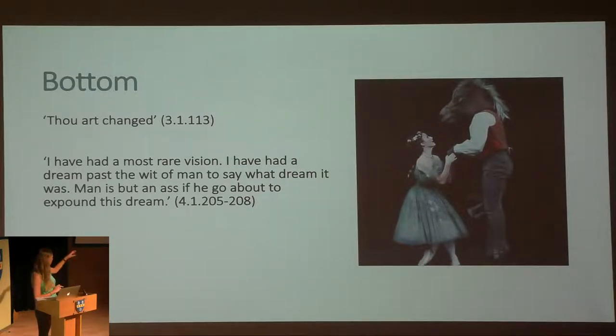And then Bottom himself, this line here, "I have had a most rare vision." And he makes this pun, "Man is but an ass if he go about to expand this dream." That use of the word ass there, describing himself as a donkey, is meant to be this big joke. Bottom's not even realised that he's making a joke about his donkey head. So I think it's the slippage of language there that Ashton's trying to make work in a balletic context.